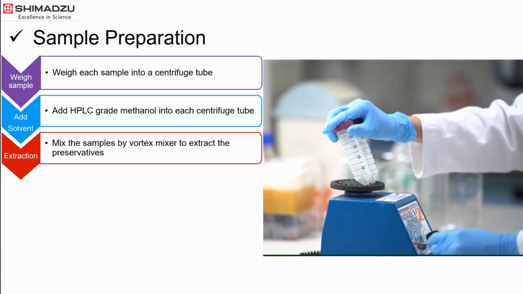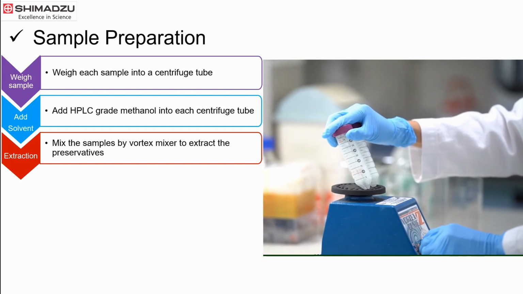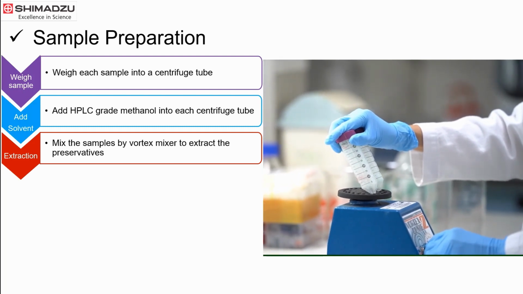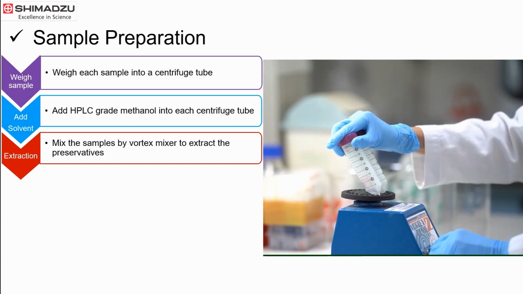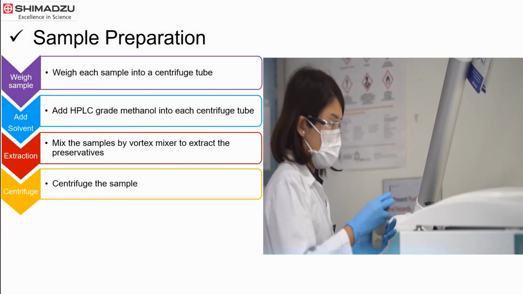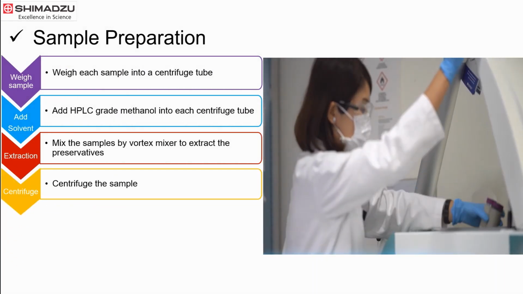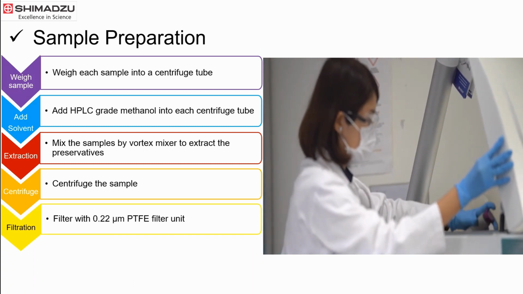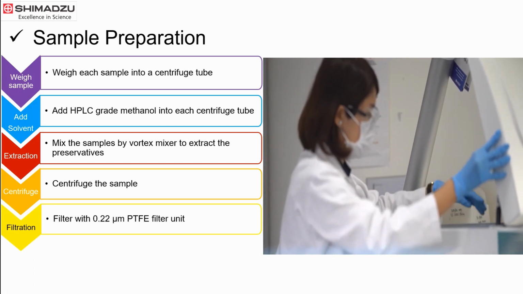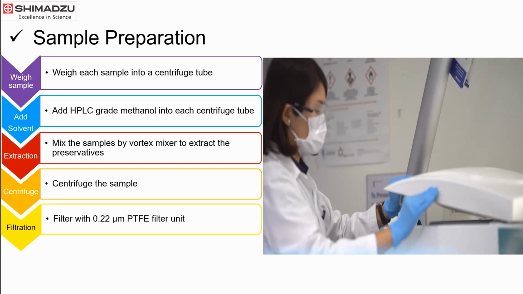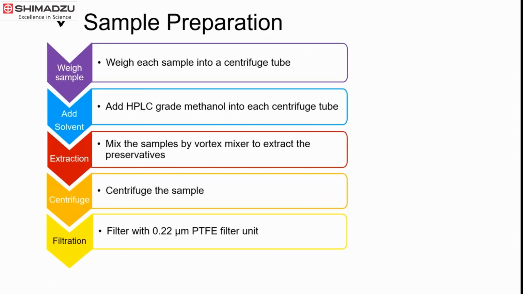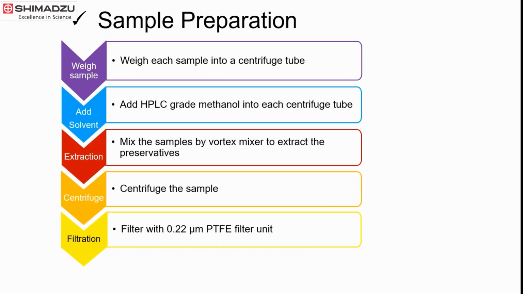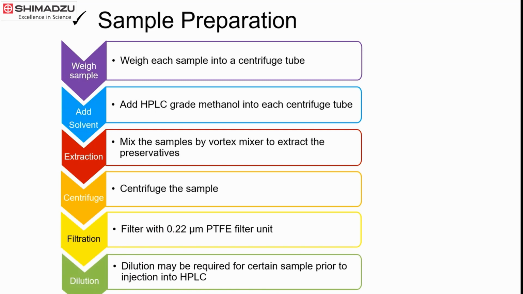Followed by mixing with a vortex mixer to extract the target compounds. The samples were then centrifuged and filtered by 0.22 micron PTFE filter units. The dilution step may be required for certain samples prior to injection into HPLC.